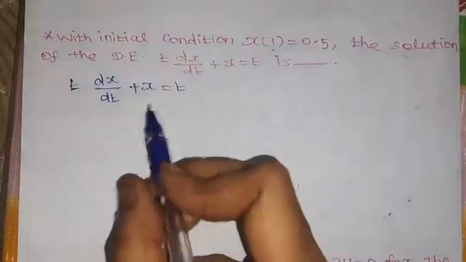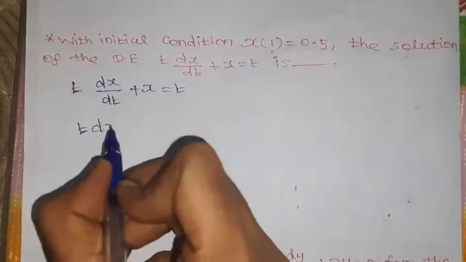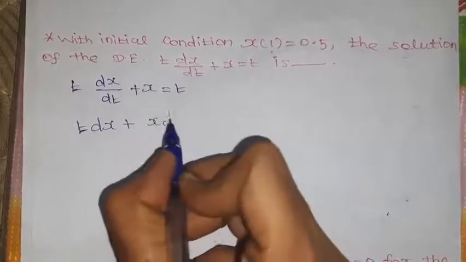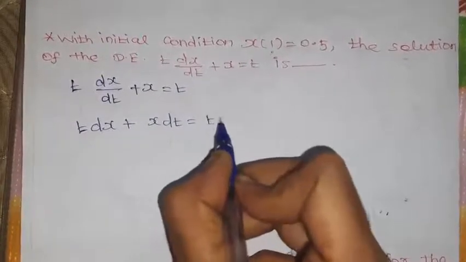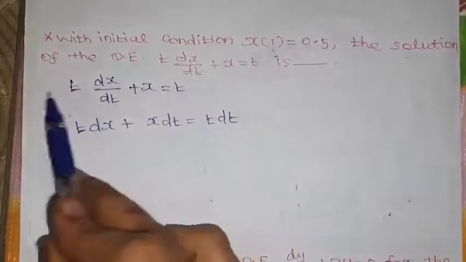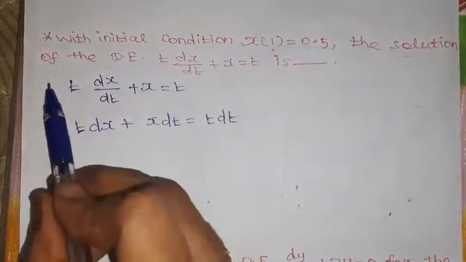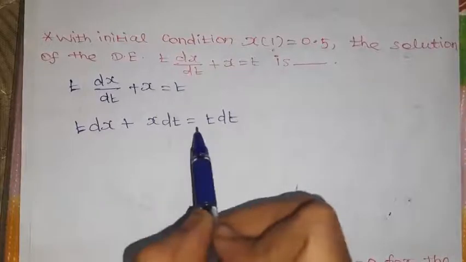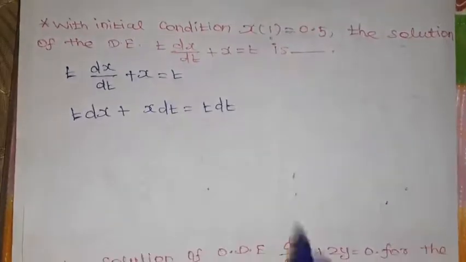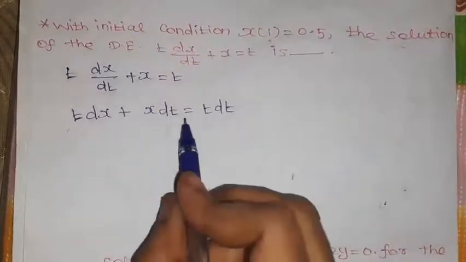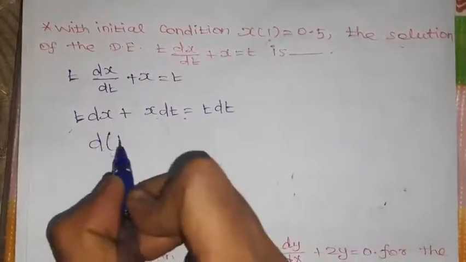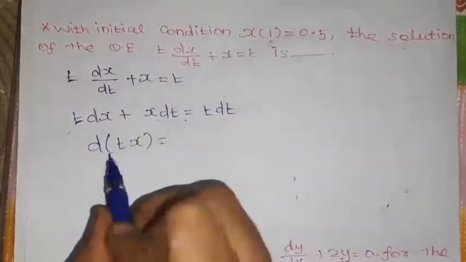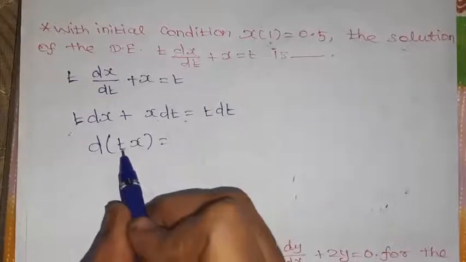Now, if we multiply by dt, what will we get? t into dx plus x dt equal to t dt, right? Okay, so t dx plus x dt, it is in the form of d of uv, or d of tx. Differentiation of tx, what will we get?